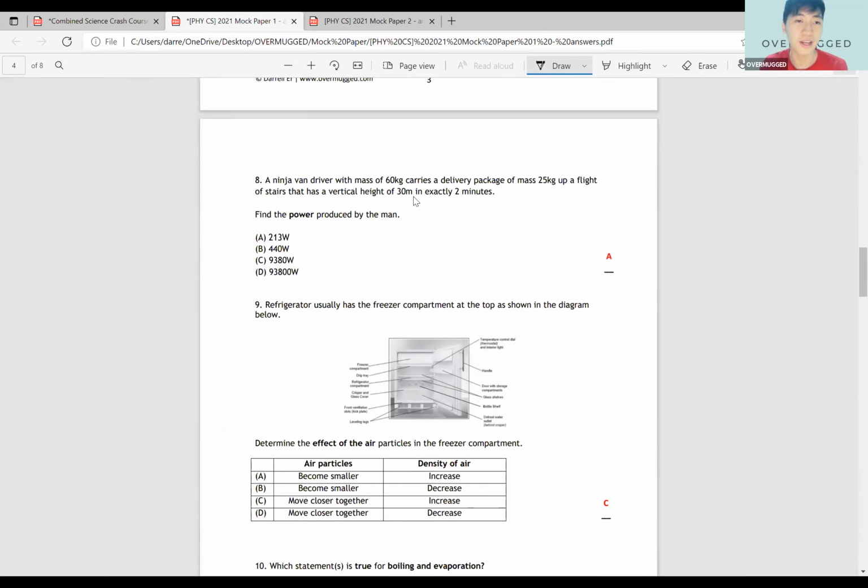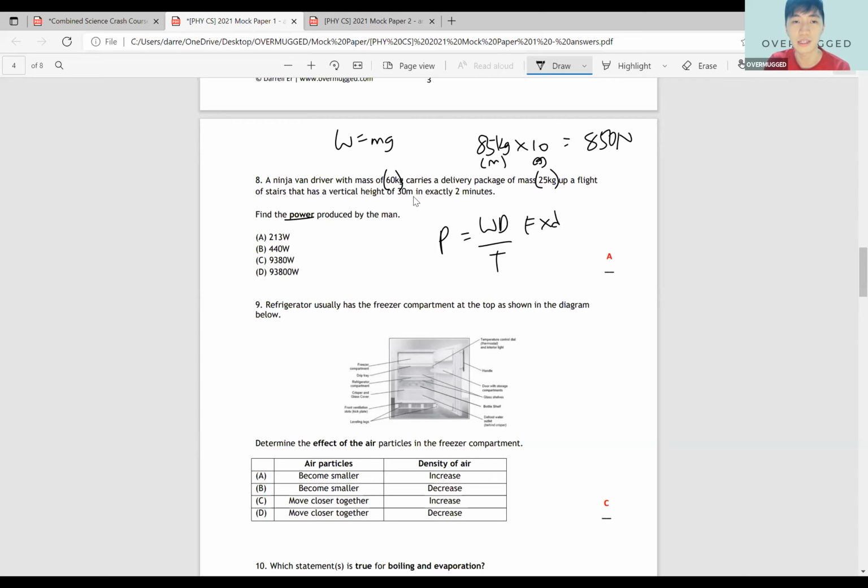That's why here we take a look at the question. Power, what is power? Power is actually work done over time. Work done how much? 60 kg, 25 kg, 85 kg. But kg is useless because we need to convert this mass to weight. So W equals mg. So this is m, this is g. My weight is 850 Newton. So this is my force.